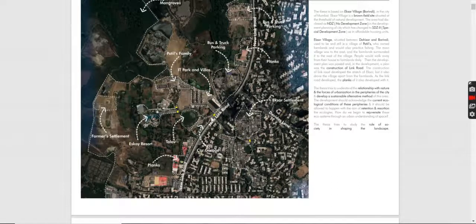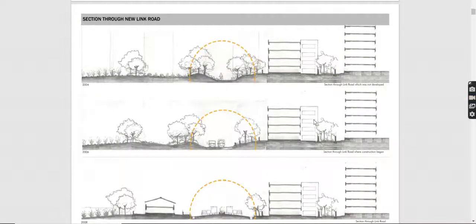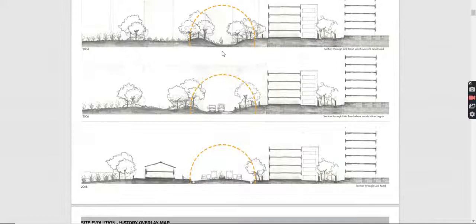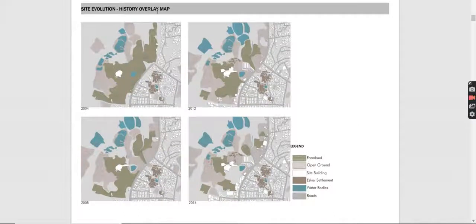The blocks had developed along the link roads and cafes. There is a talao, a restaurant, hotel, commercial buildings. So basically, I try to study the role of society in shaping the landscape. There are the sections of 2004, the new link road in 2006, how it has gone, and 2008, how the road is developing.